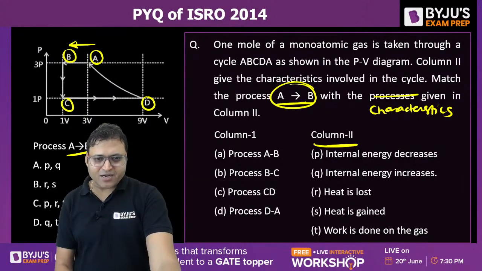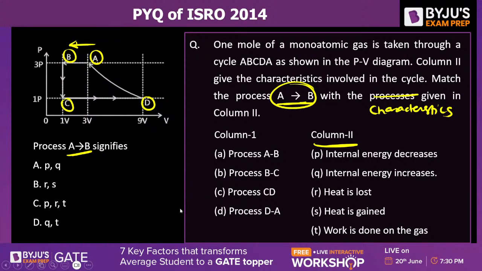So process A to B. What characteristics will process A to B involve? One is it is the constant pressure process, isn't it? A to B will be the constant pressure process. Can you find out the options? These are the options. The options are given on the left hand side. Can you solve this and find out the correct answer? Yes, your turn. Find out the answer.